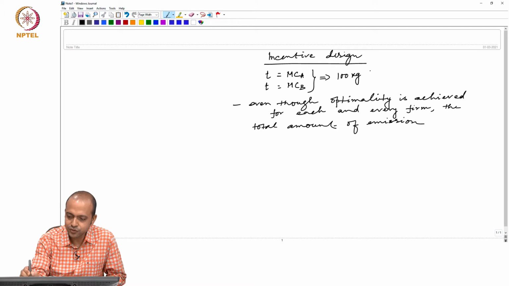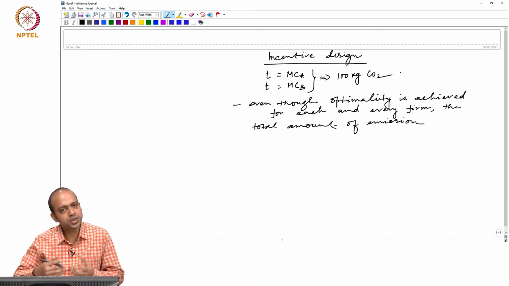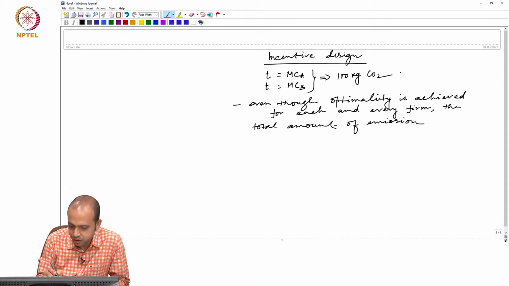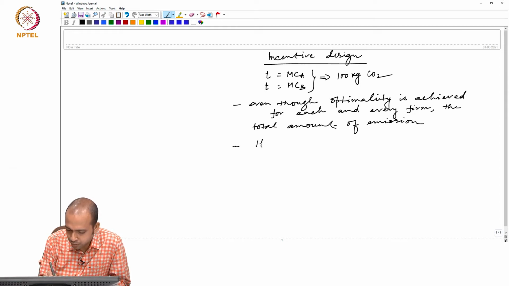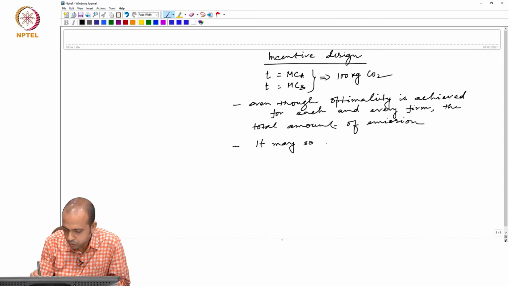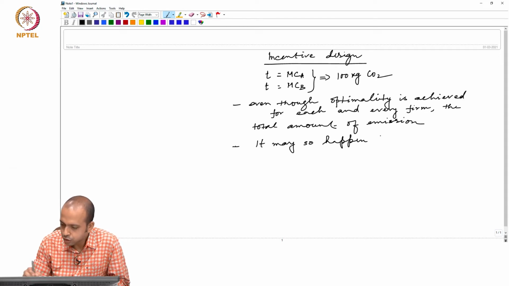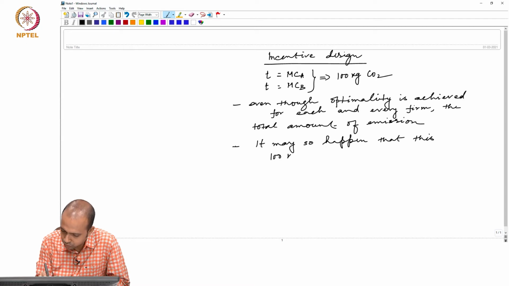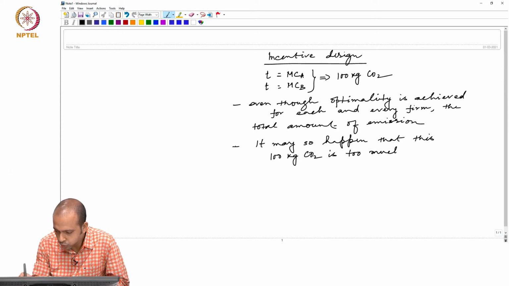It may so happen, let us say, that a particular tax rate generates 100 kg of CO2, which was unknown to the policymaker at the beginning. When the policymaker designed the tax rate, it was unknown. Now, it may so happen that this 100 kg of CO2 is too much to tolerate for the society. Is this fine?